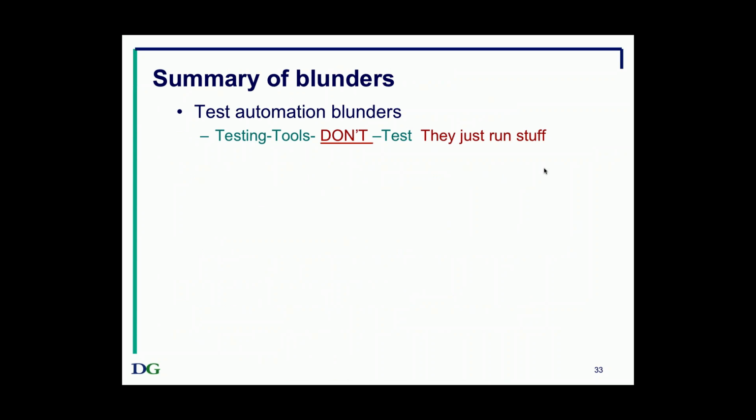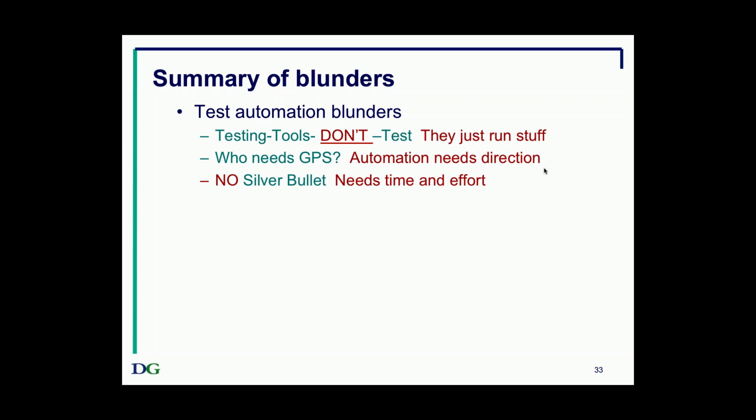Okay, so we've looked at a number of blunders today. Testing tools don't test. They just run stuff. They don't do testing. They're very good at what they do, but what they don't do is think. I've never yet met a testing tool that said to itself, I wonder, or what if? Who needs GPS? Well, automation needs an objective. Automation needs direction. There is no silver bullet. It needs time and effort to be successful.